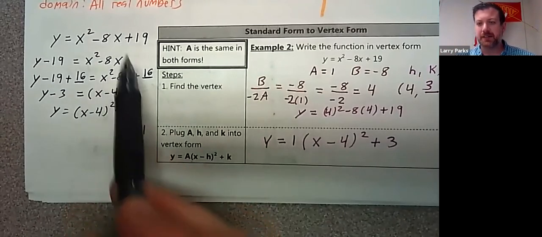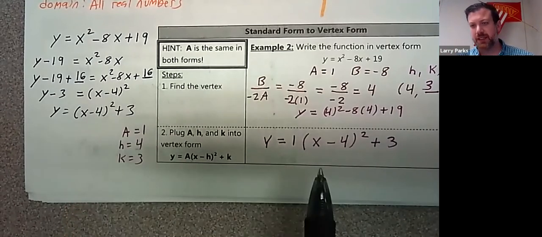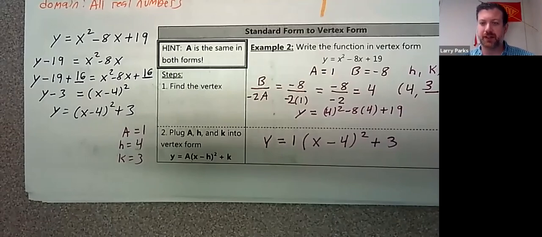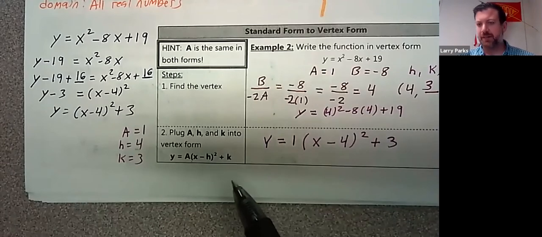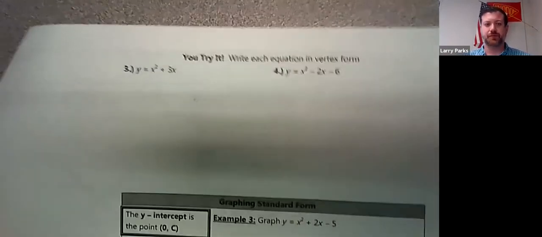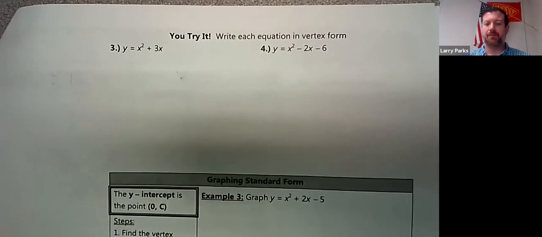So the process of completing the square will tell you the vertex form too. I think it's probably easier to do b divided by negative 2a. So that's probably how I will keep showing. Next. All right.